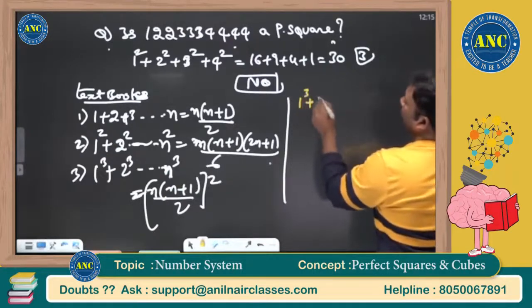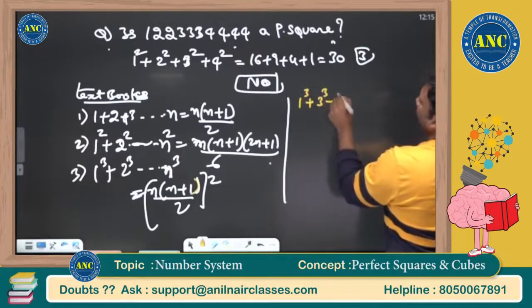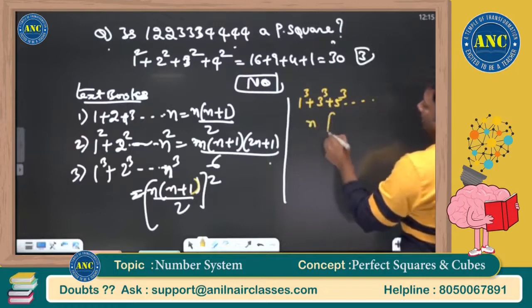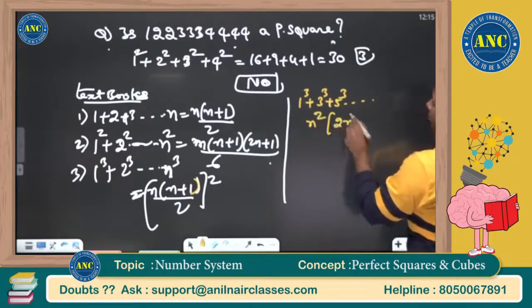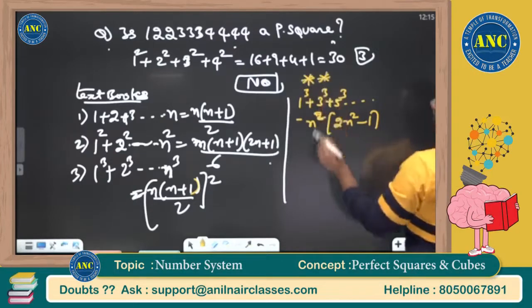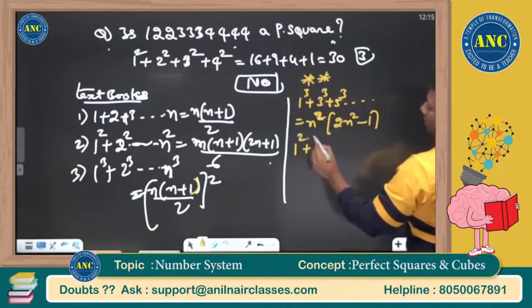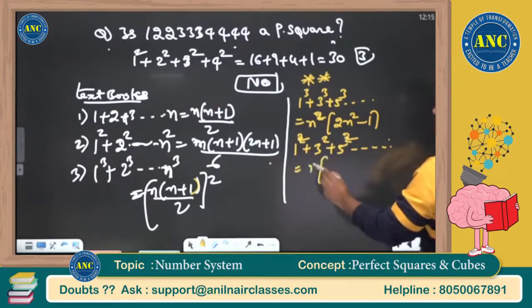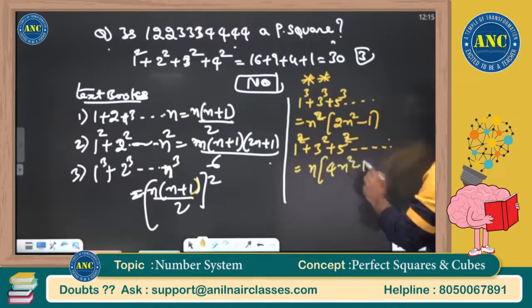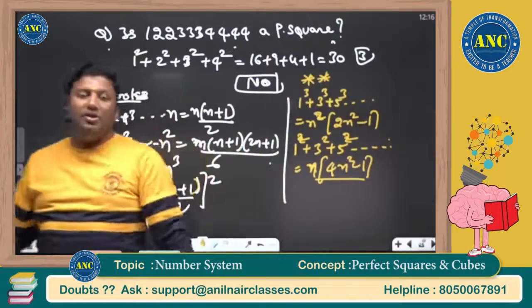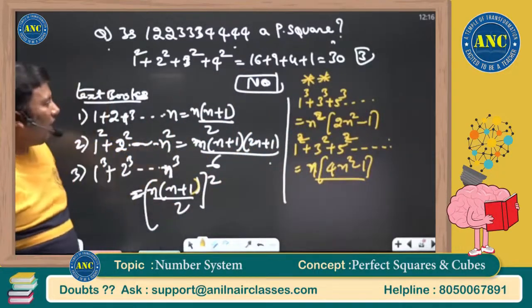Sum of the cubes of the odd numbers, 1 cube plus 3 cube plus 5 cube, is nothing but n square into 2n square minus 1. Very, very important. Please make a note of it. Sum of the squares of the odd numbers, 1 square plus 3 square plus 5 square, is given by n into 4n square minus 1 by 3. Please make a note of these 2 points which you will not find in the regular questions.